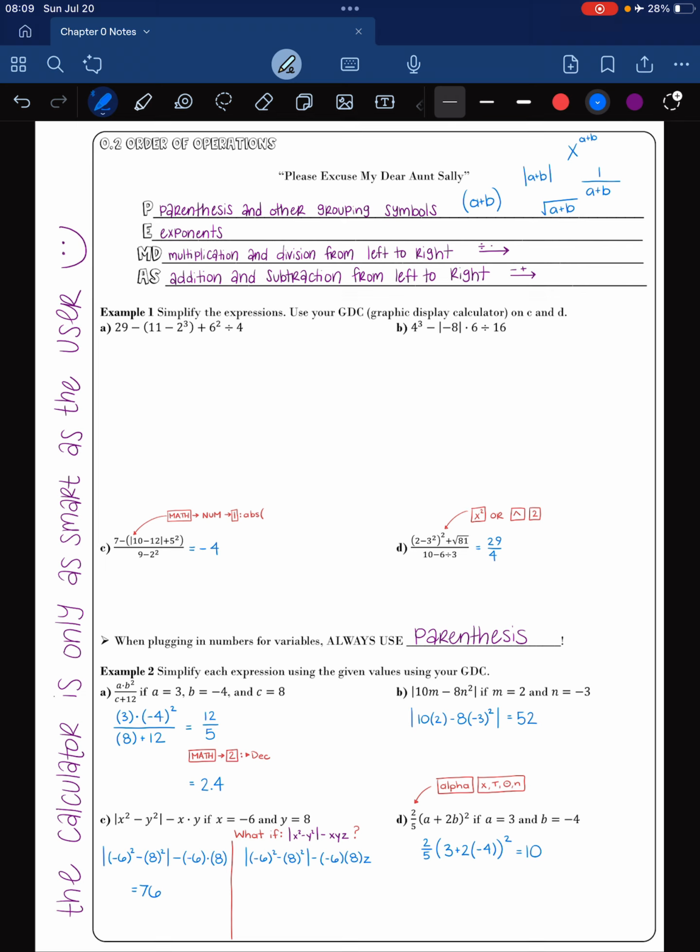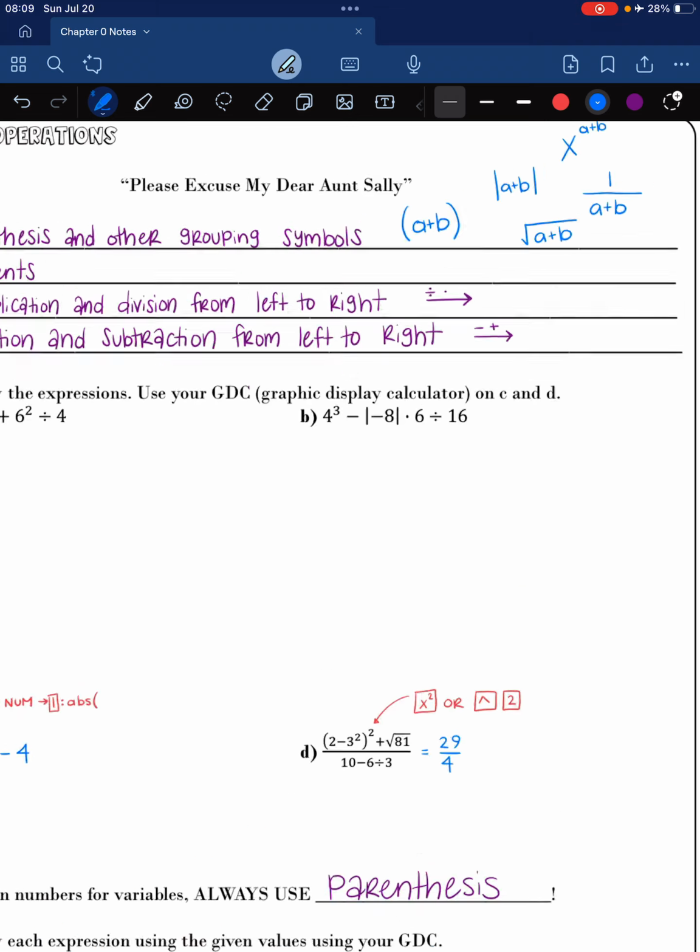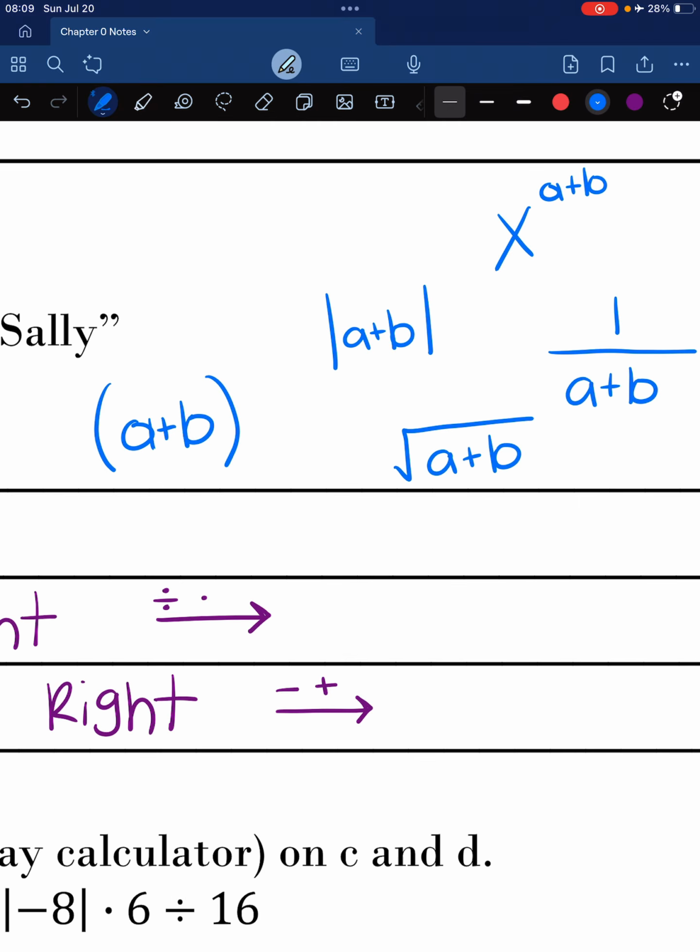So reviewing that order of operations, we have PEMDAS, or please excuse my dear Aunt Sally, which again, hopefully you're familiar with. The P stands for parentheses, and we're going to start to see a lot of other grouping symbols. I've listed some examples up here where we have regular old parentheses, meaning I would add this A plus B inside the parentheses before I do anything else in the problem.